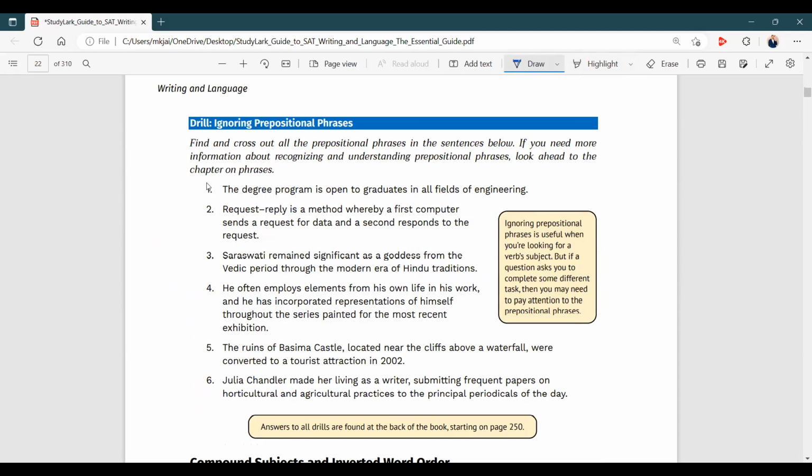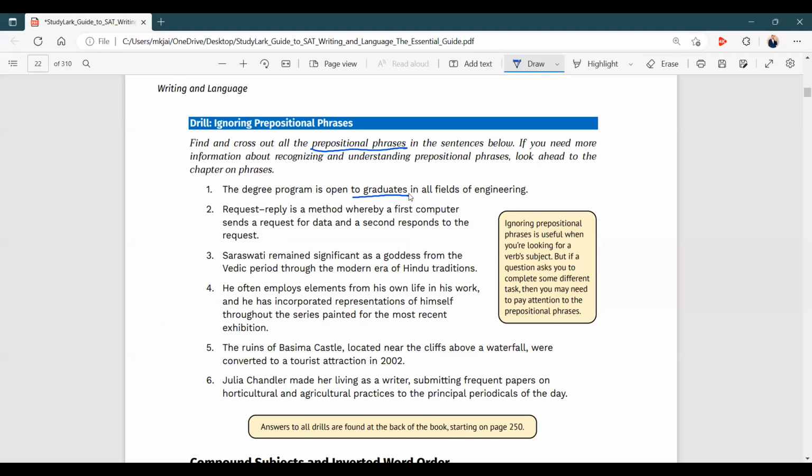Number one. Hands up. Muhammad Hamdi, I want to hear you. "The degree program is open to graduates in all fields of engineering." I want to get rid of prepositional phrases. Where are they? Open to graduates, yes. That's one.